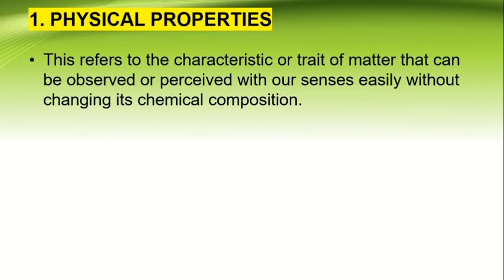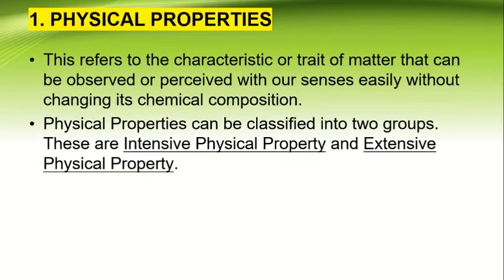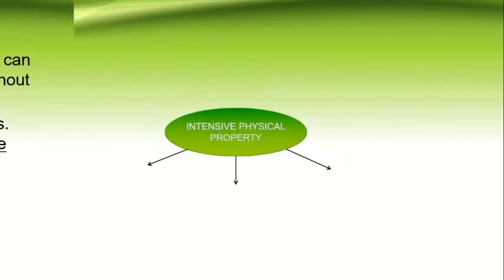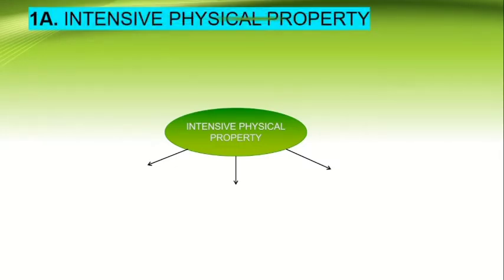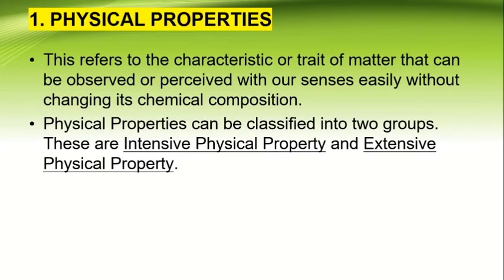Physical property. This refers to the characteristics or traits of matter that can be observed or perceived with our senses easily without changing its chemical composition. Physical properties can be classified into 2 groups. These are intensive physical property and extensive physical property. So, let's first proceed with intensive physical property. Before that, physical property is the thing that can be perceived by our senses.